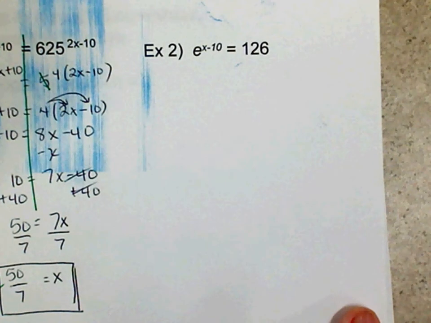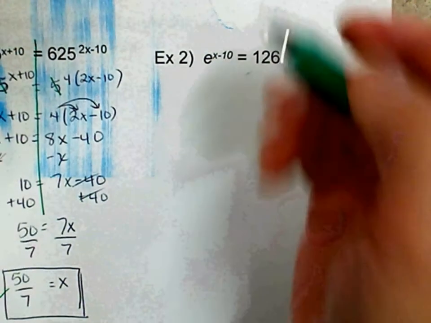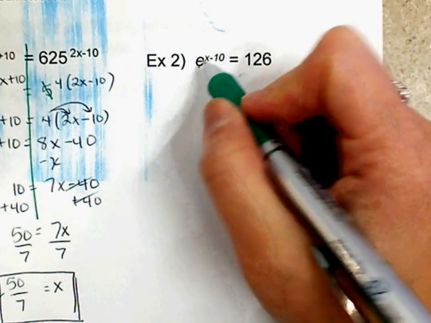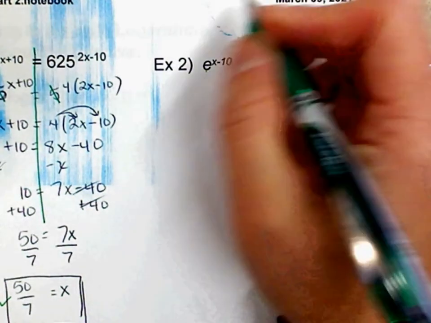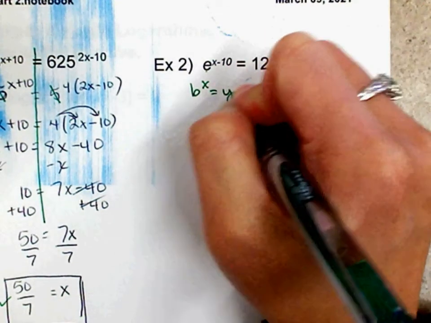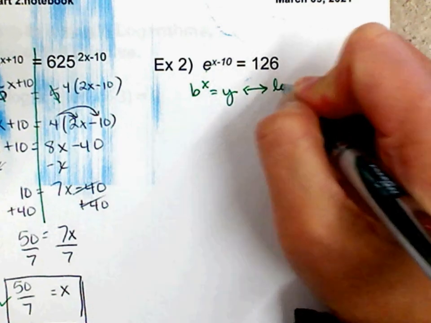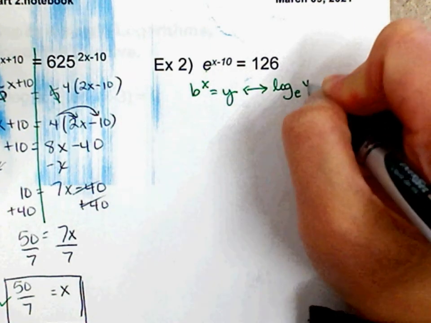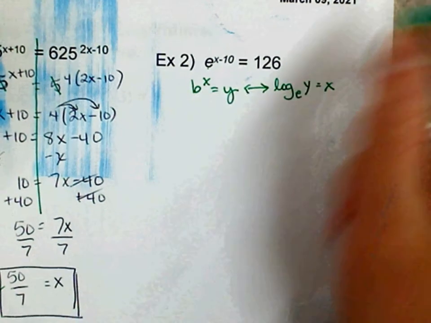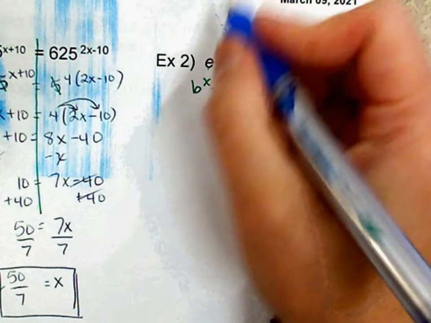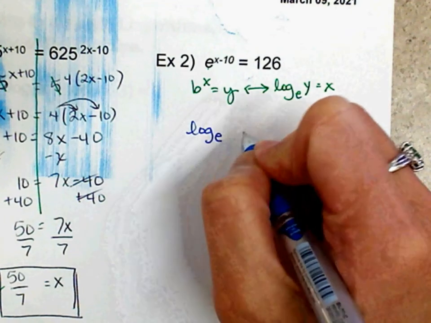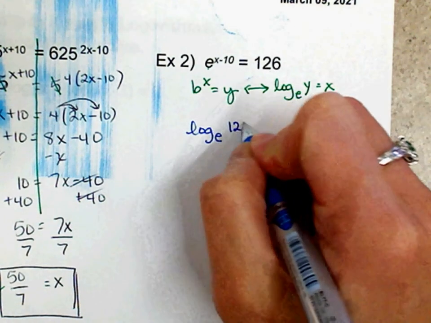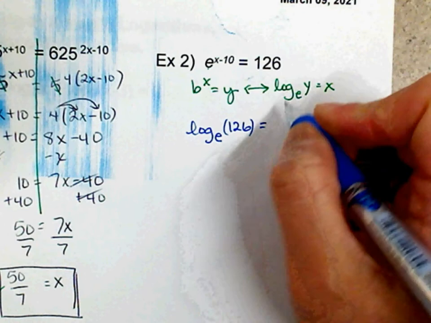Okay. Example 2. All right. So this time I don't have an E. There's no E anywhere in my chart. Okay. So what are you going to do? Well, let's rewrite this. Remember, b to the x is equal to y. I'm going to rewrite it as a log. My base goes here, the y goes here, and the x goes here. So kind of go back and think on that. Here's your base. So I'm going to rewrite it as a log. Base is e. My y is 126. Put parentheses around it. Equals x minus 10.